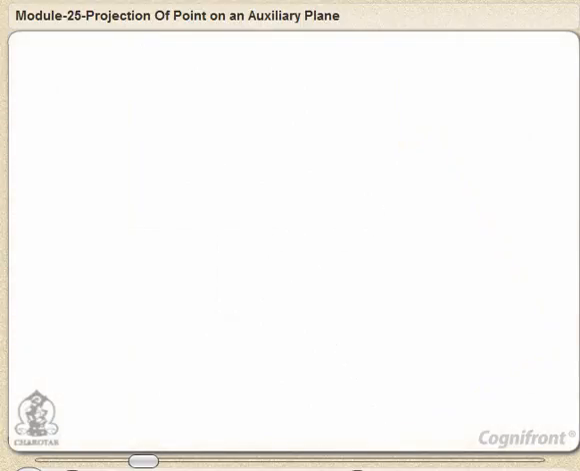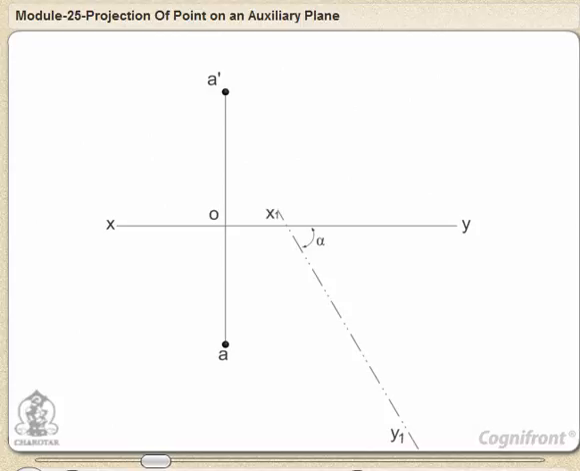To draw the orthographic views, start with the reference line XY and mark the front view A' and the top view A. Draw a new reference line X1Y1 making the angle alpha with XY. Through the top view A, draw a projector perpendicular to and intersecting X1Y1 at O1 and such that A'1O1 is equal to A'O. A'1 is the required auxiliary front view.